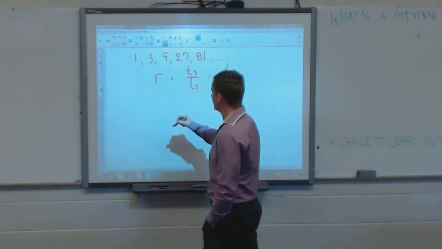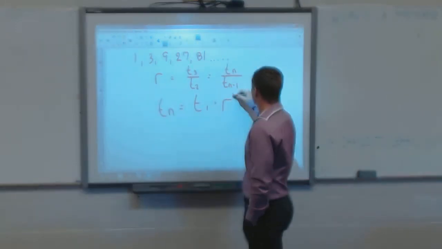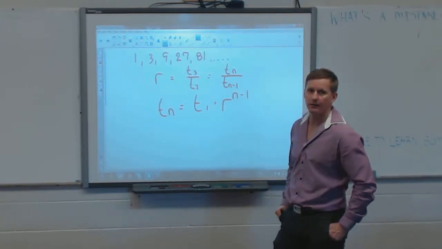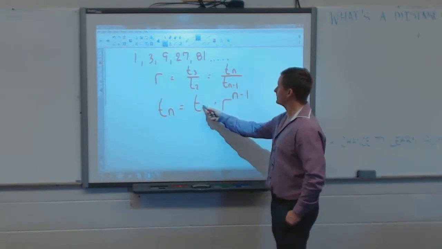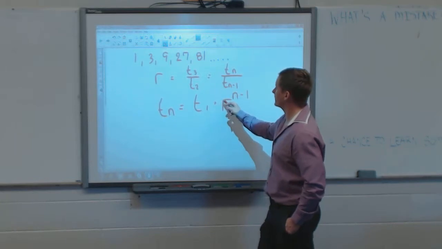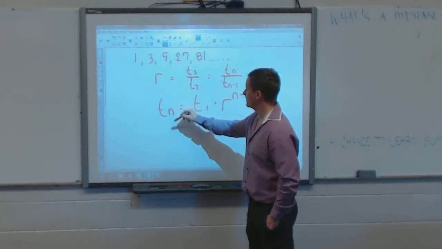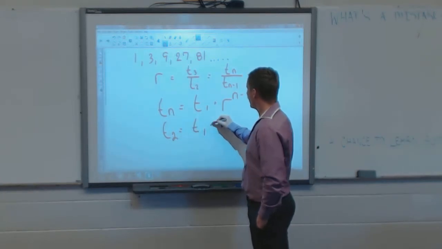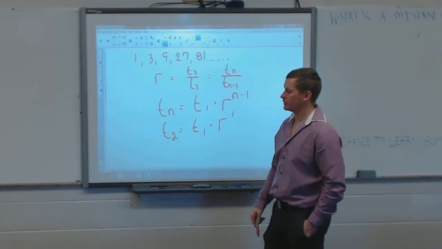In any geometric sequence, to calculate any term, I use the following: tn is equal to t1 times r to the n minus 1. If I start with this value here, I'm going to multiply by a common ratio to get to the next value. The reason it's n minus 1 is because it always takes it back 1. So for example, to get my second term, t2, I take my first term and multiply it by r to the 2 minus 1. Well, that should make sense.